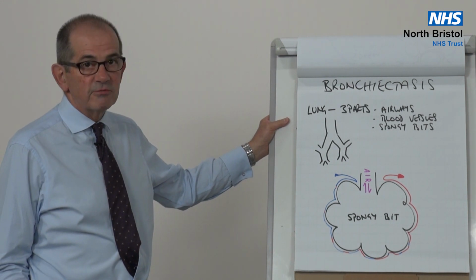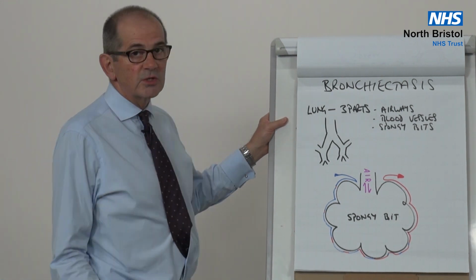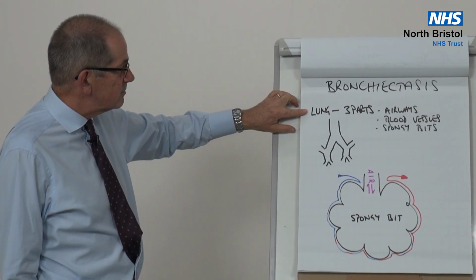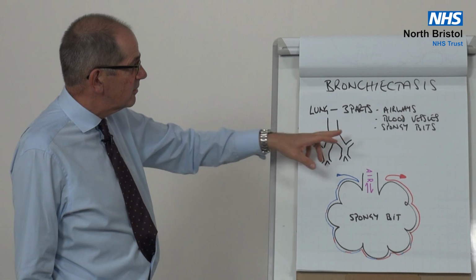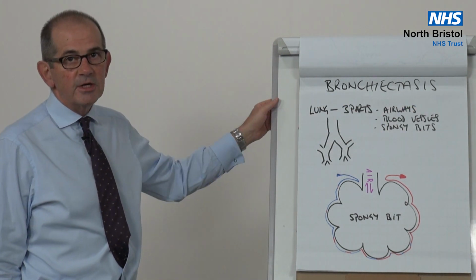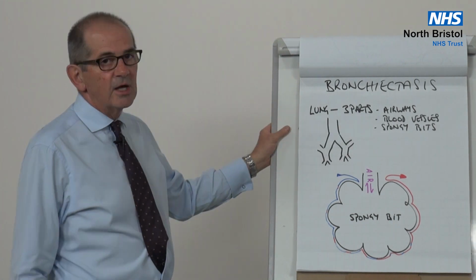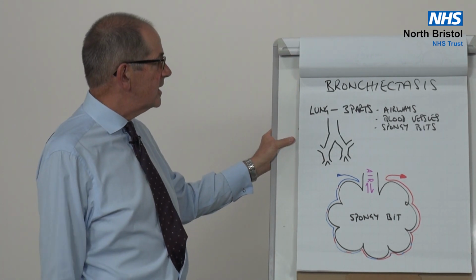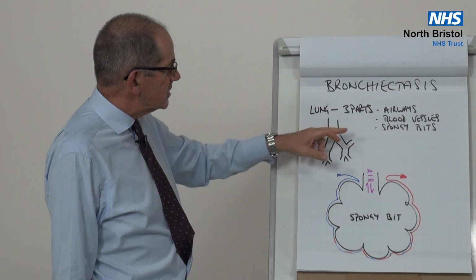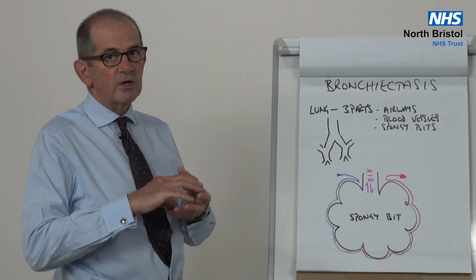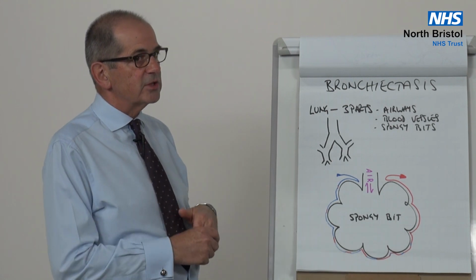So firstly, a bit of revision about how the lung works normally. And the lung is pretty simple really. It's made up of just basically three parts. There are the airways that take the air in and out of the lung. There are blood vessels that pass through the lung and pick up oxygen from the air inside the lung. And there are the spongy bits of the lung, which are the bits that do the work in transferring oxygen from the air to the bloodstream.